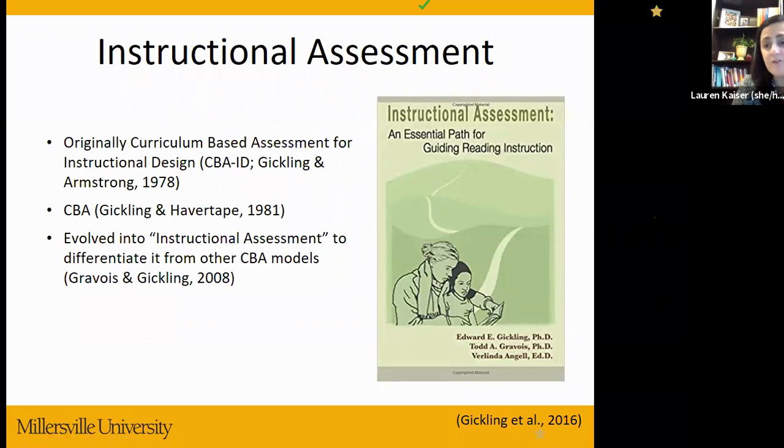But for today, we're really going to focus on the work of Ed Gickling, who some of you are familiar with, but you haven't really heard in depth. We're going to talk about what the instructional assessment process looks like as it's embedded in that instructional consultation model.